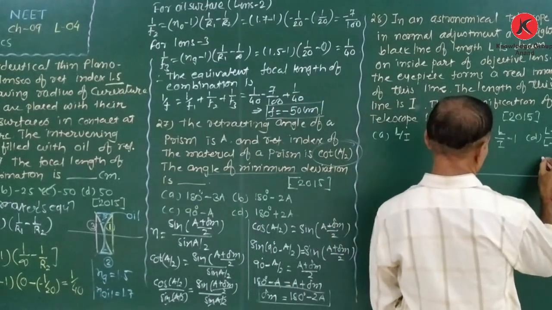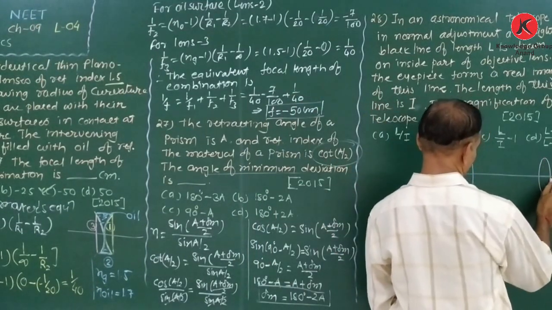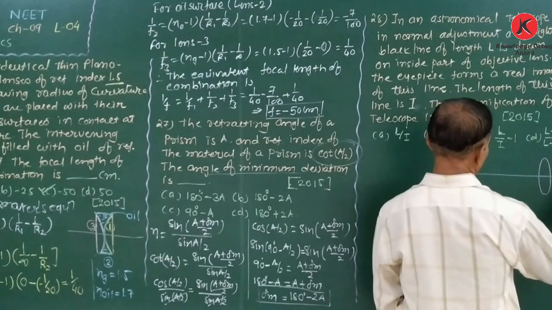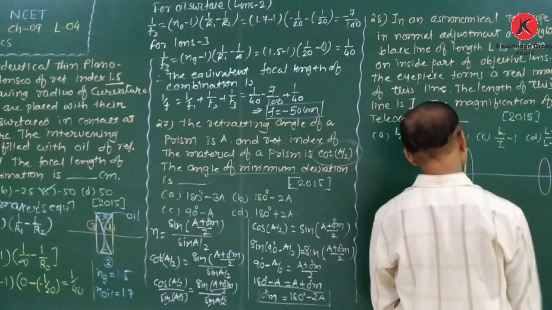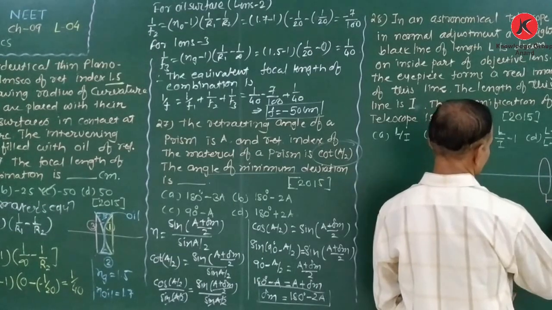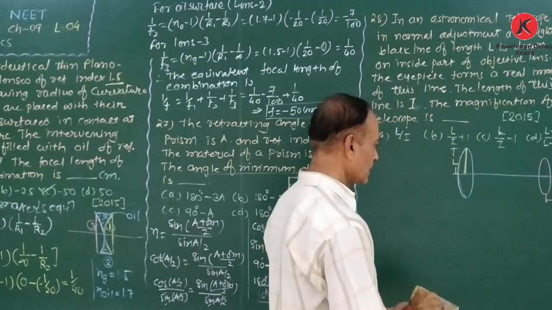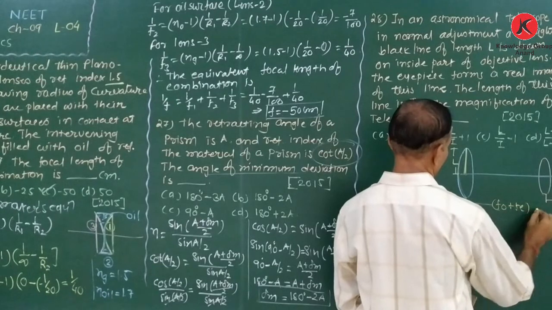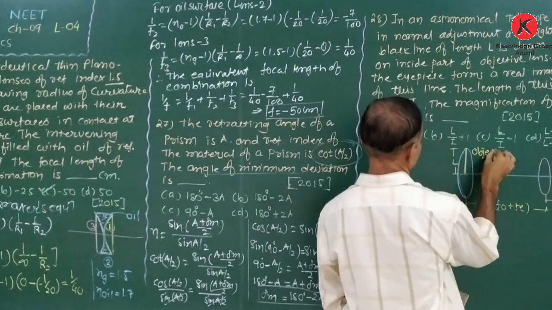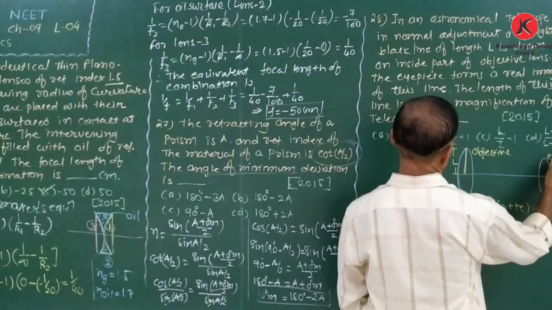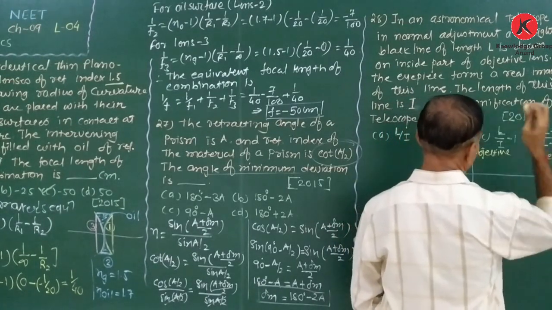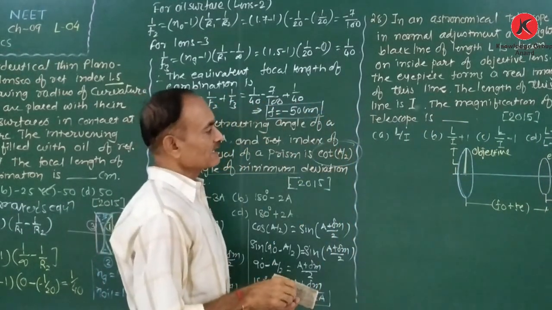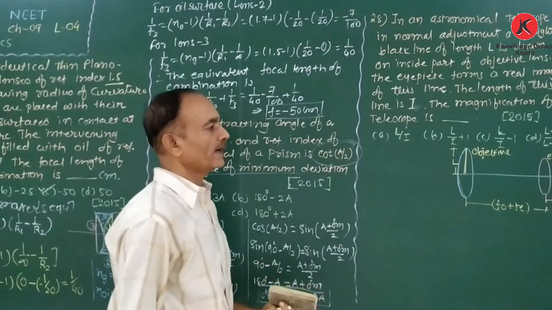Now that is the eyepiece. The image is formed here, of length I. Is it formed at distance FE? The total distance between the objective and the eyepiece is FO plus FE. That is the objective, and that is the eyepiece. Clear this?